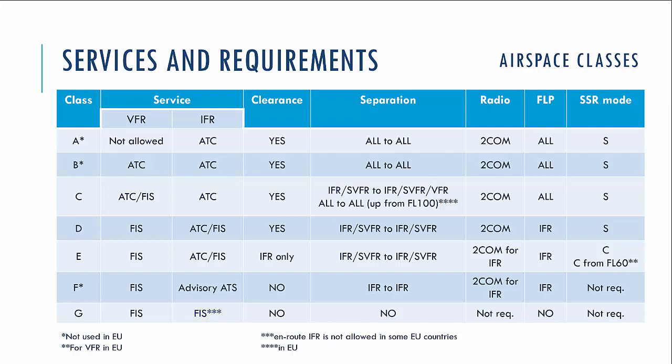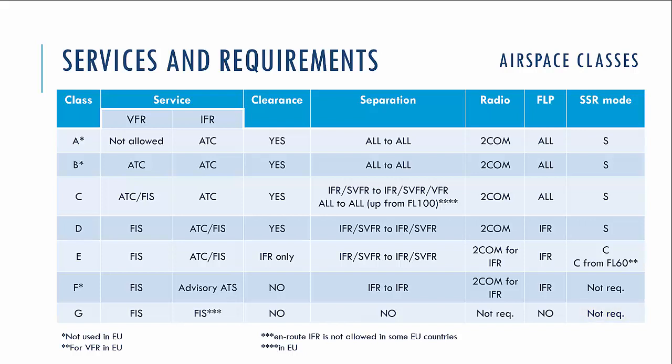And in some countries, en route IFR is not allowed in G class of the airspace. So you don't need to get clearance, and you're not provided with traffic separation. You don't need to have the radio communication to fly in the G class, and no need to file the flight plan, and also no need to carry the transponder on board of the airplane.